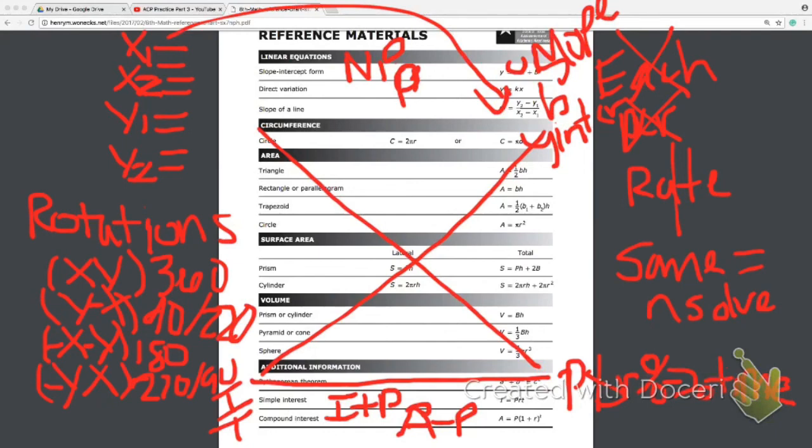Last thing, reflections. I'll add it over here. Reflections. If it's over the x-axis, the y becomes negative. If it's over the y-axis, the x becomes negative. And these are a few things that you can remember when you take the test.